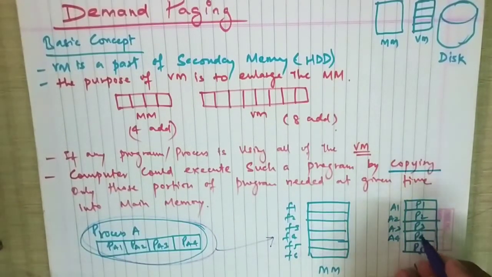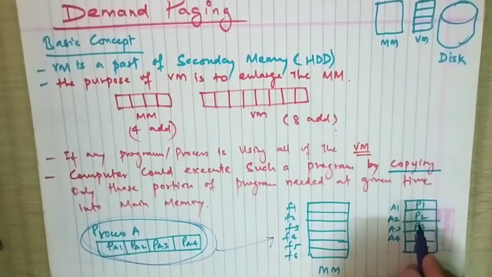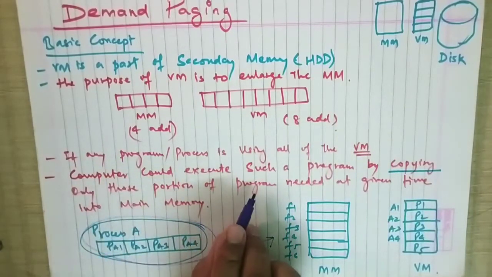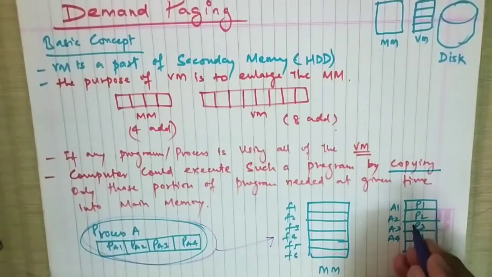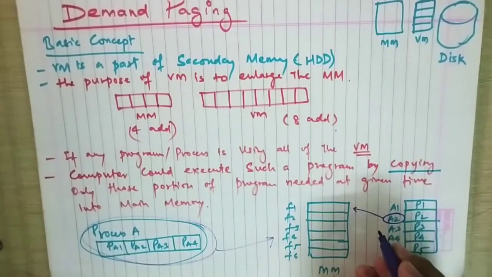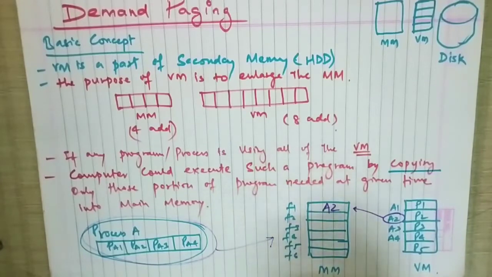Okay, and when it is required, I will copy only that portion of the program needed at that time. So if I require A2, I will bring A2 only. A2 is brought over here. A1, A3, A4 are not required at all right now, so I have not copied them. I have copied only A2.